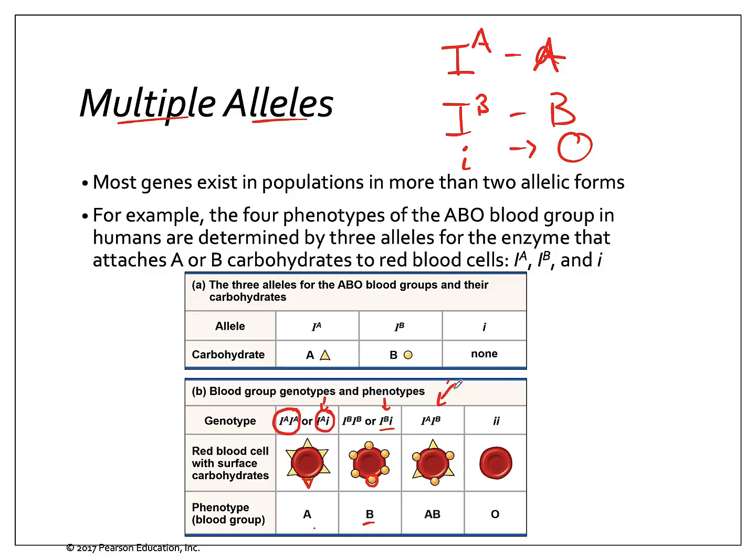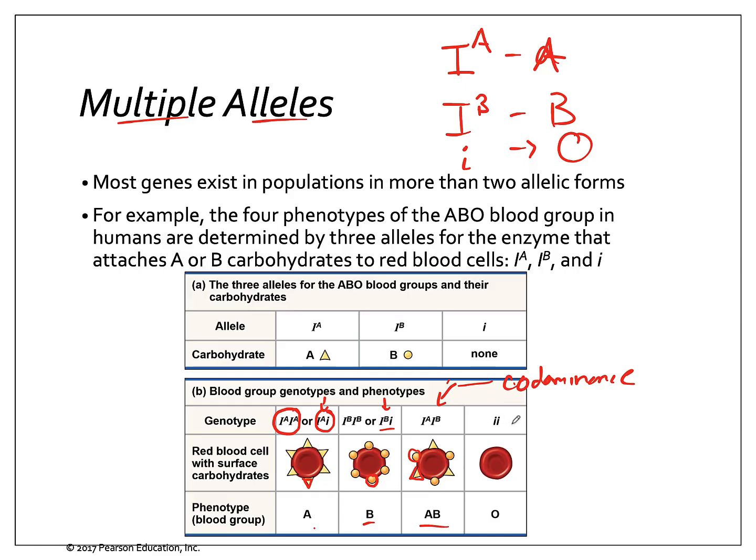This is an example of co-dominance. We have big IA and big IB. Those are both dominant alleles. They are equally dominant to each other. So instead of having some kind of blending, what happens is this blood cell actually has both triangles and circles. So it represents type A and type B, so we call this type AB.